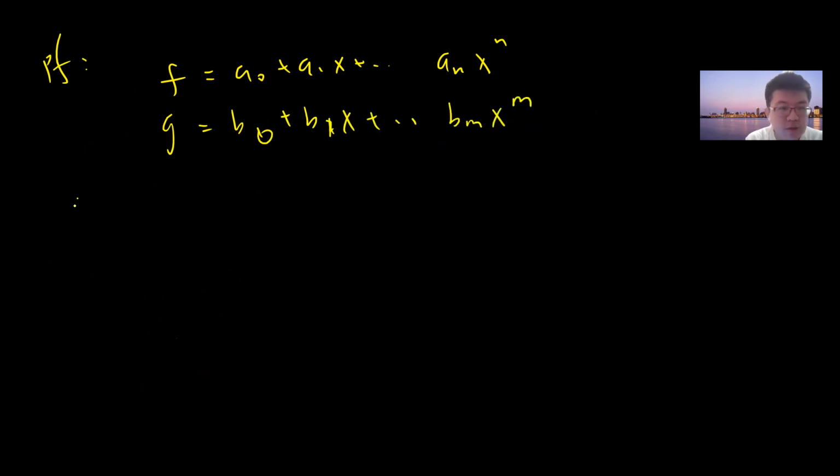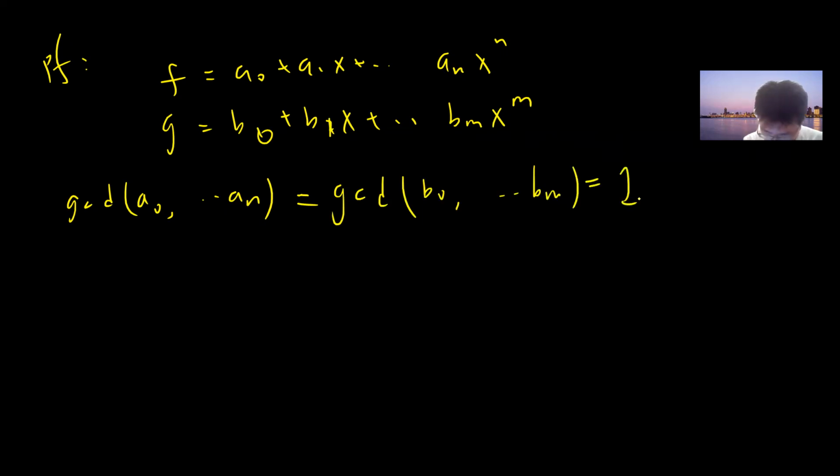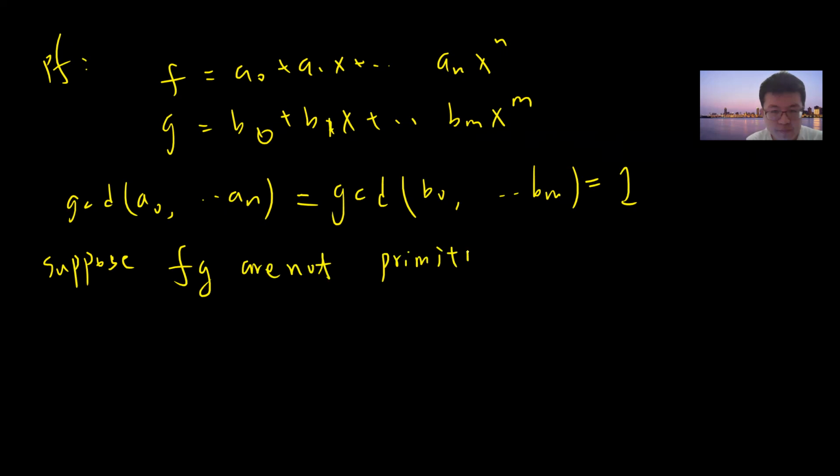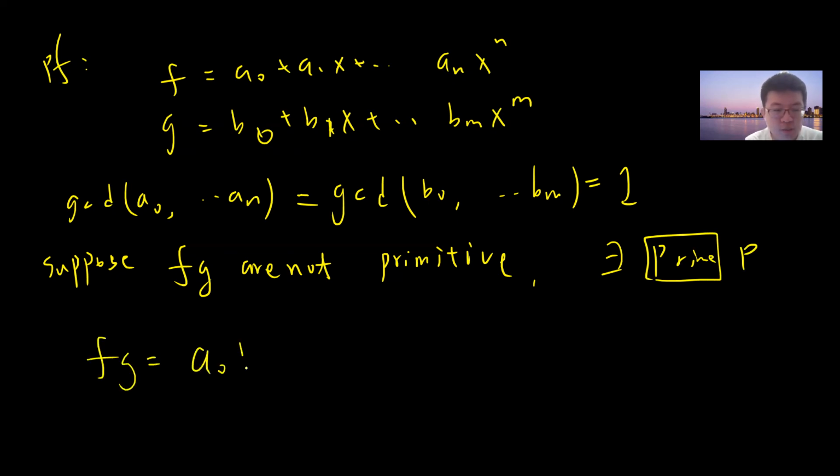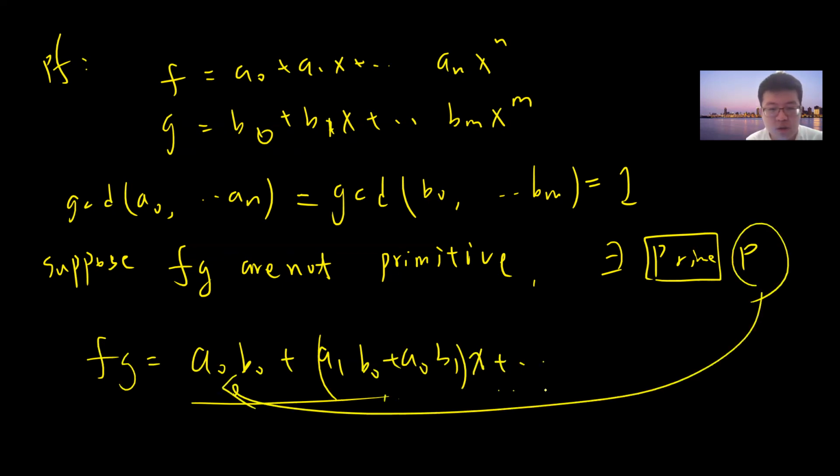Let's give f and g a notation, with GCD of a0 up to an equal to GCD of b0 up to bn, which is 1. What I'm saying is, suppose not. Suppose fg is not primitive. That means there is something which is divisible by everything, so some prime p, such that in the product fg, which is a0b0 plus (a1b0 plus a0b1)x and so on, all the coefficients are divisible by this p. I want to prove that there will be a contradiction. This is our goal.